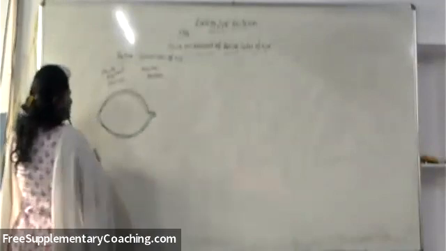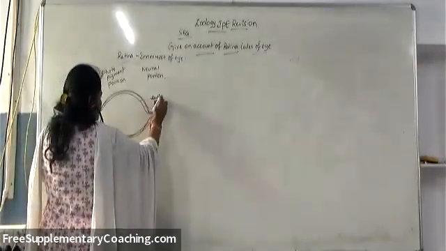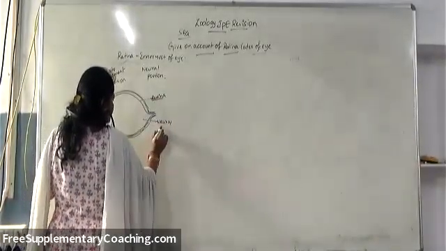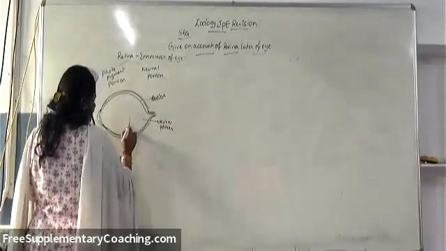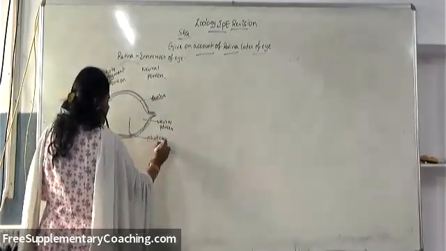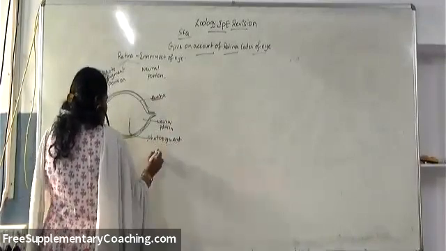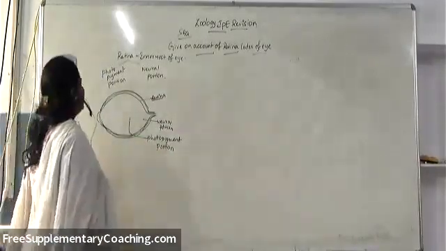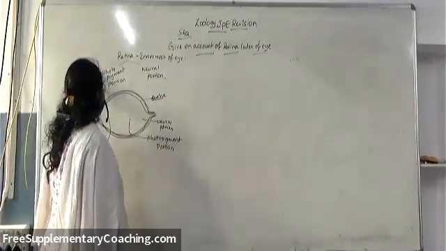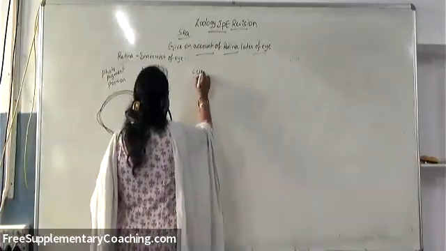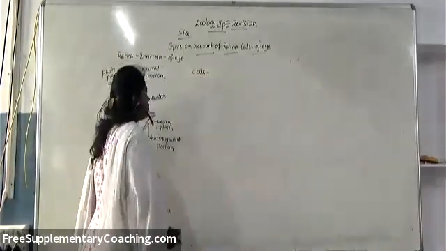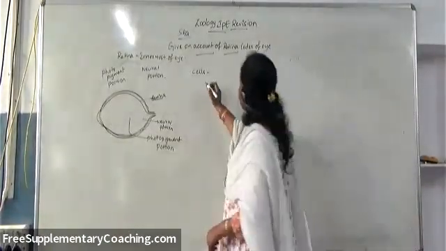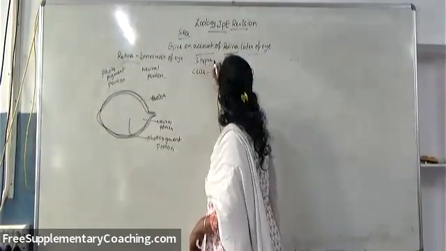Whatever the innermost layer is, that is called what? Retina. The neural portion will be present here, and the photopigment portion will be present towards the inner side. So it will be present like this. Let us see what the different types of cells present in this photopigment portion are. Before going to that, first of all, the retina consists of three types of cells. So totally three types of cells are present. So what are they?